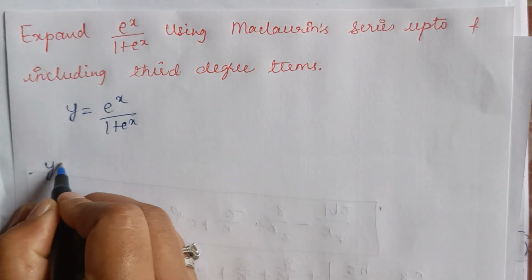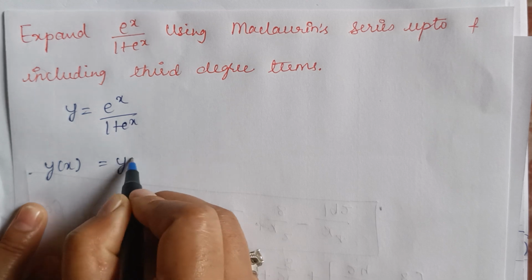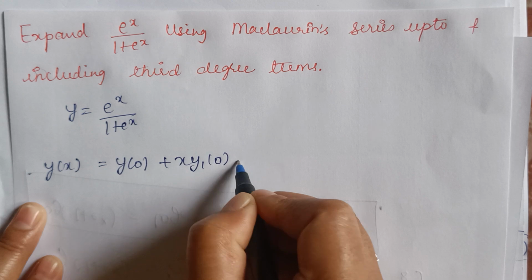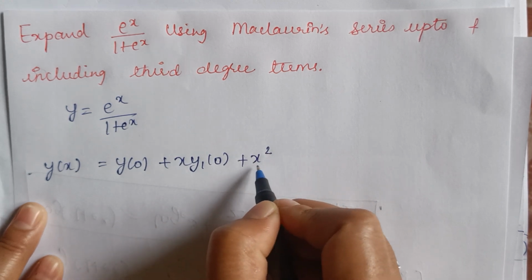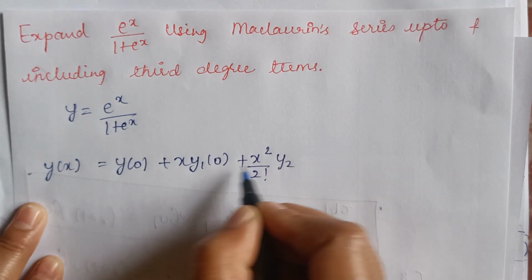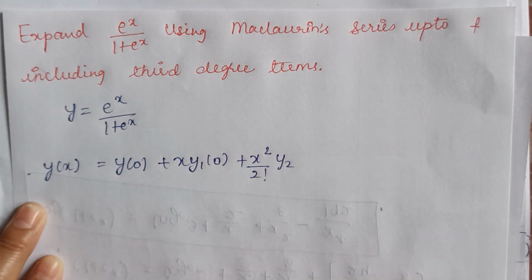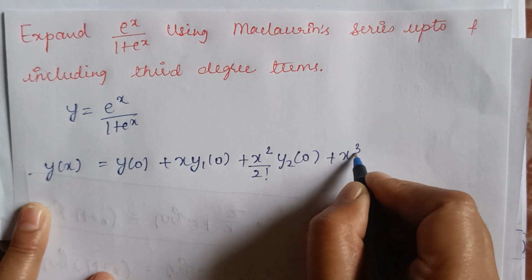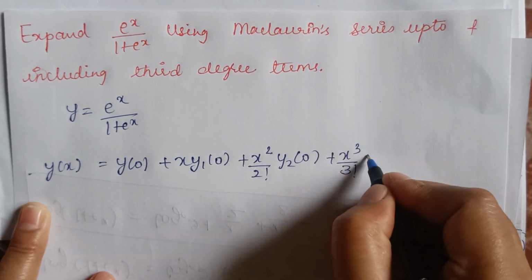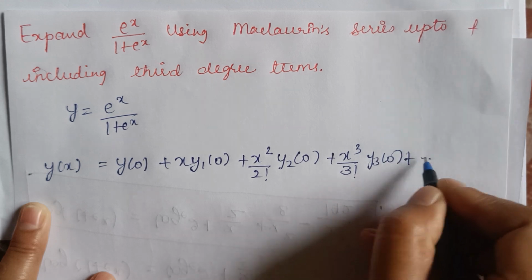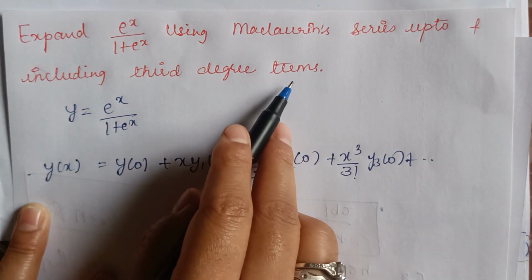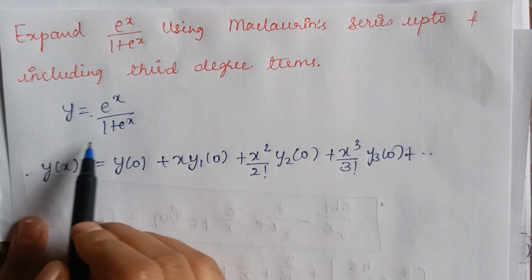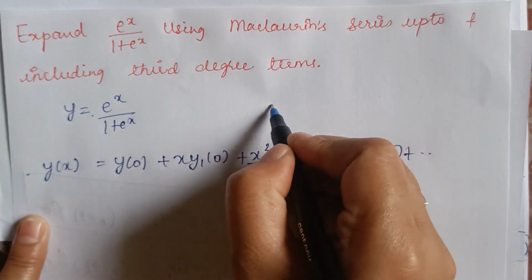Y of x is equal to y of 0 plus x y1 of 0 plus x square by 2 factorial y2 of 0 plus x cube by 3 factorial y3 of 0 plus so on. This is 1 factorial, so it is 1 only. It has asked me up to the third degree term, so I'm just writing till the third degree term for my reference. Now I have to find y of 0.